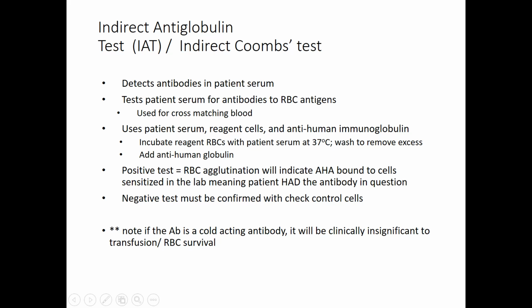We're going to incubate the donor red blood cells with patient serum at 37 degrees. We're going to wash to remove any excess immunoglobulin, any extra serum, and then add that anti-human antibody. A positive test, if there's red cell agglutination, means that the donor red blood cells reacted with the antibody in the patient's serum. And that means that's an incompatible test. The patient should not be transfused with those red blood cells.